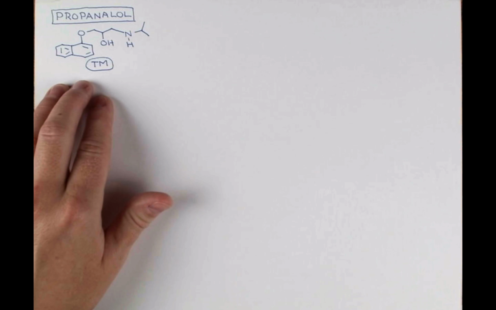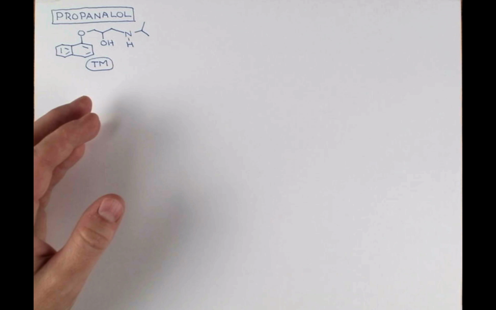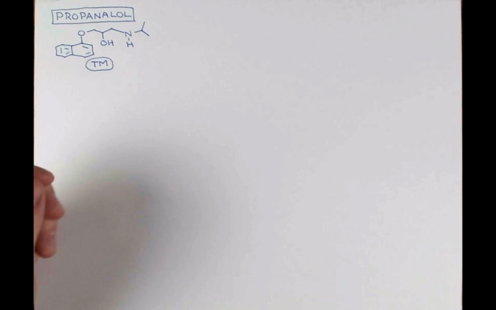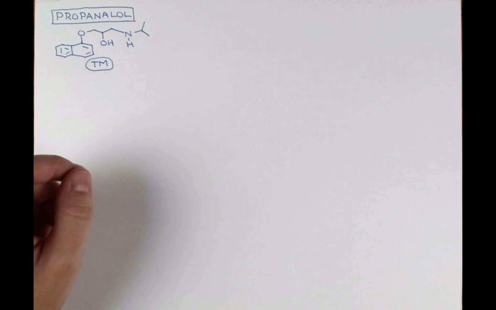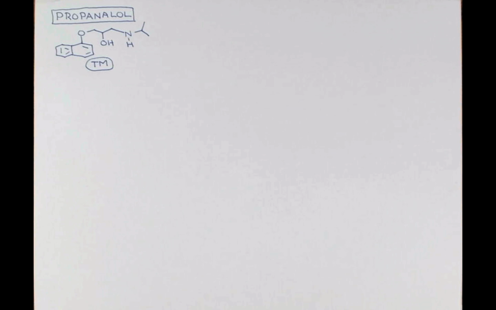The first one is propranolol. This is a beta blocker used to treat high blood pressure and irregular heart rate. It's also sold under the name Inderal. Why don't you take a minute and look at this molecule, pause me, and think about the disconnections that you would propose. And if you can't get very far, at least try to make your first disconnection. Let me show you how I approach this.